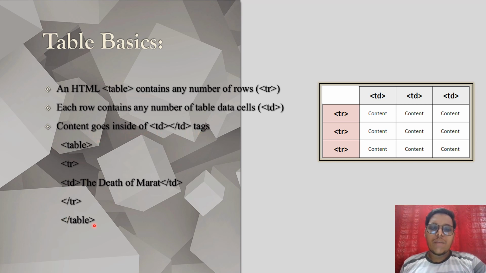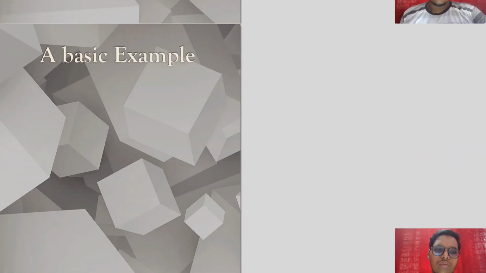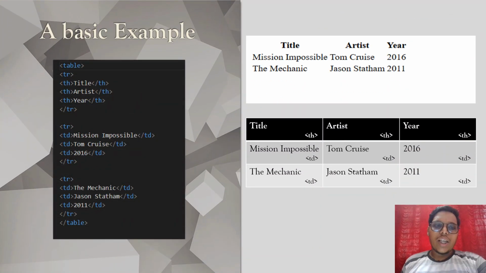Here is a basic example format of a table. Here, the TR represents the row and the TD represents the table data cells. Here is the content of the table. Here is a basic example for table creation in HTML.